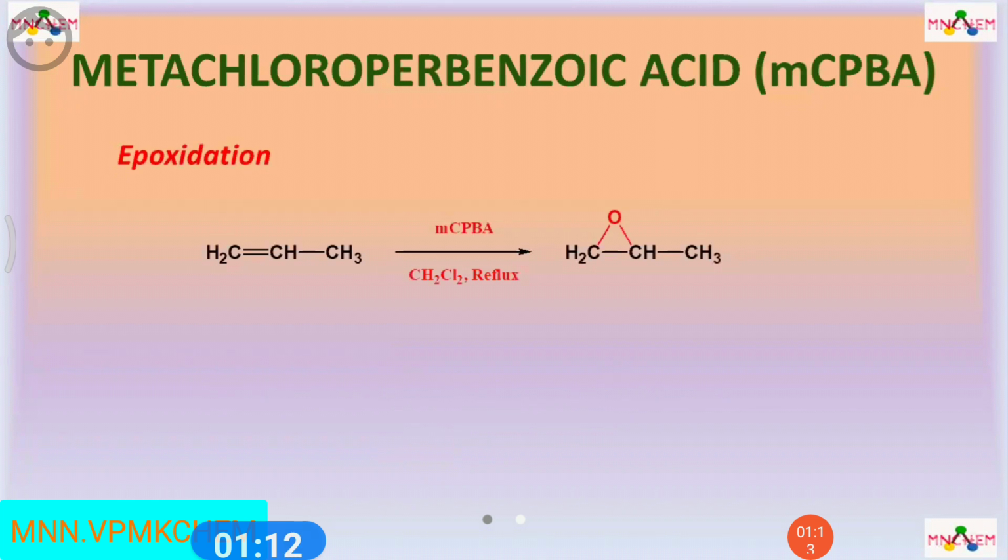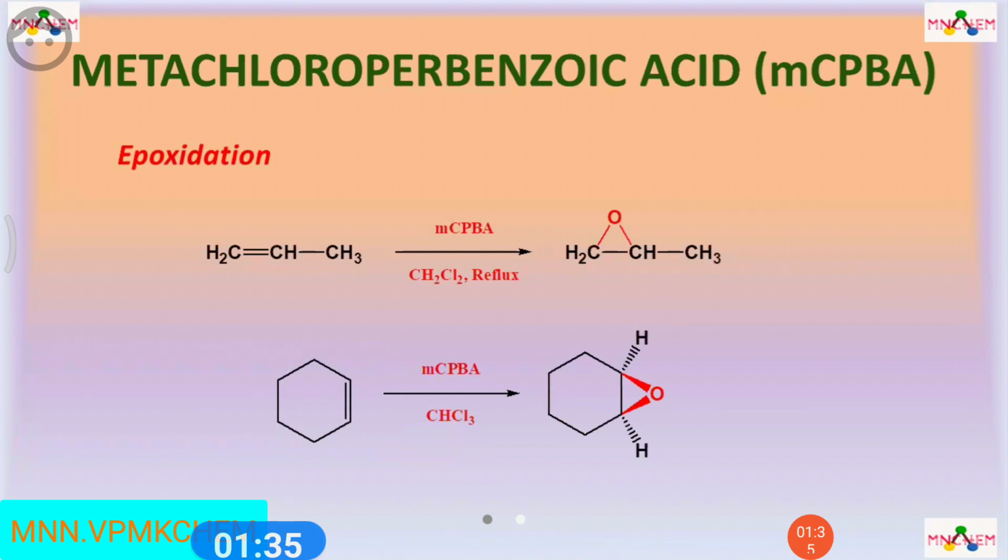The first example, where we have propene, gets epoxidized with the help of meta-chloroperbenzoic acid, or in short we can say MCPBA. Dichloromethane is used as a solvent and the reaction is carried out under reflux condition. Similarly, cyclohexene can be epoxidized and we get cyclohexene epoxide as a product. Here, the stereochemistry shows that the epoxide is formed either from the top face or from the bottom face.